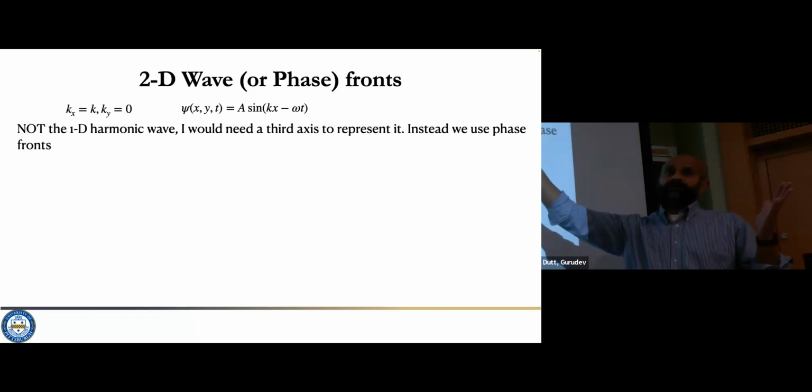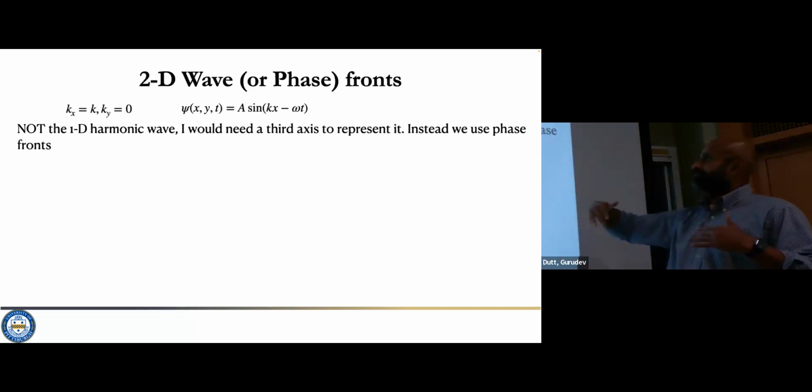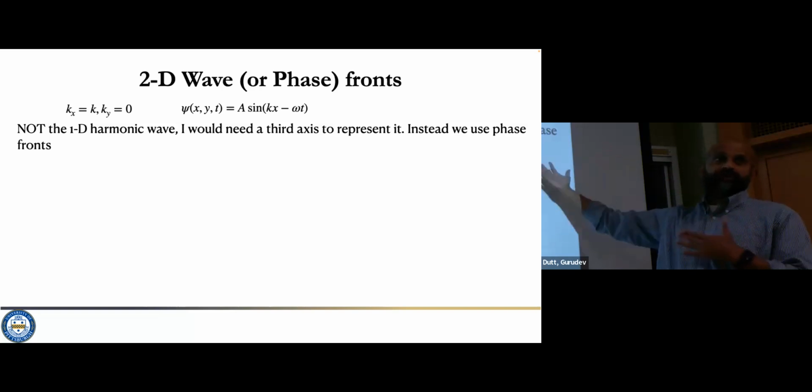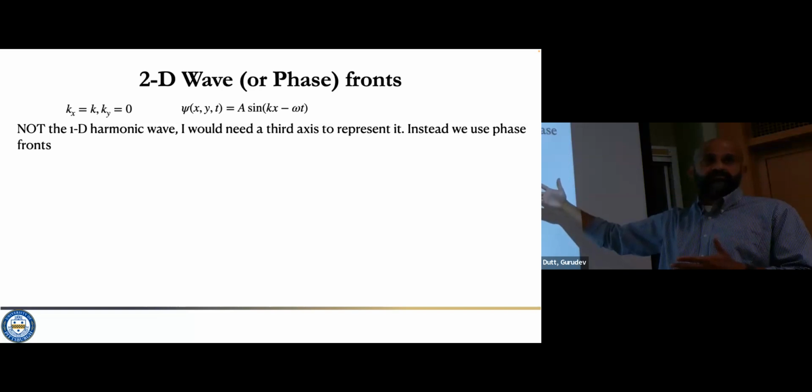So this is already a complicated looking object. So we don't try to deal with it. Okay. We try to simplify it. And the way we do that is we use something called phase fronts or wave fronts. What are they? They are points of constant phase.